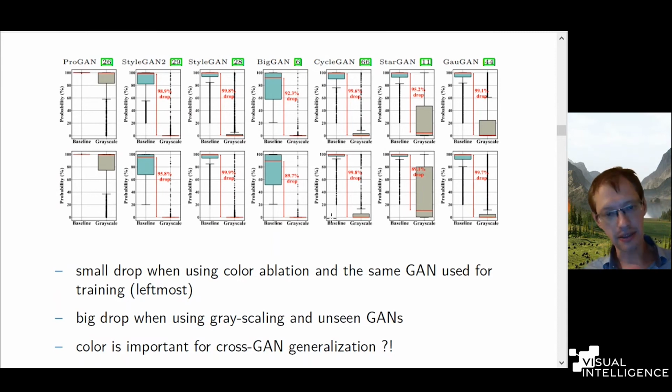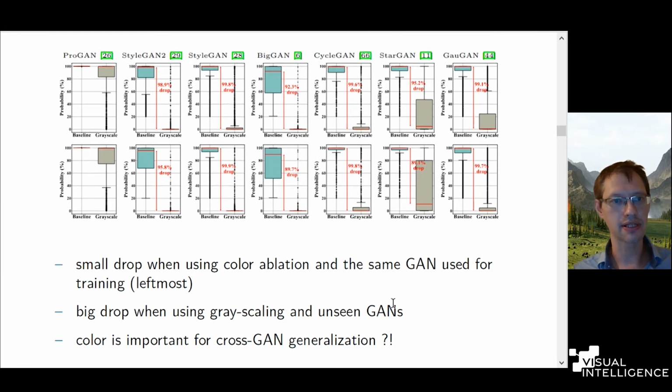So color seems to be important for deepfakes when you go across domains. That's the important thing. But within the domain where you're trained, grayscaling doesn't lead to a drop. That means that within the domain you're trained on, the network is seemingly not relying only on color, but also on other cues.